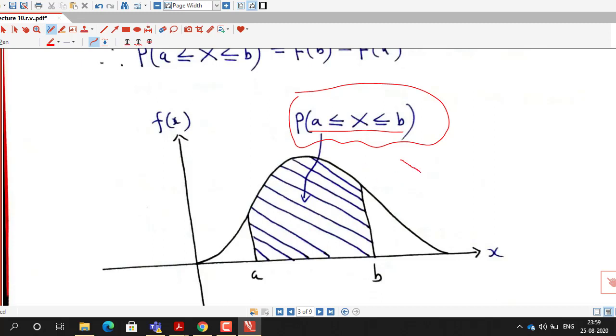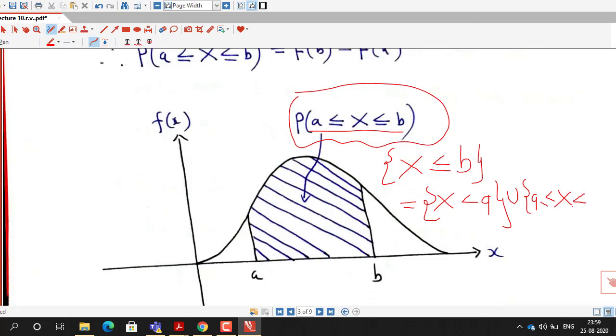Now if you observe, if I consider this event, capital X less than or equal to B, then I can write this as a union of these two events: capital X less than or equal to A, or I can take strictly less than A, capital X less than A, union this event, A less than or equal to capital X less than or equal to B. Capital X less than or equal to B means we have to go up to B. This represents the left hand side of B starting from minus infinity.